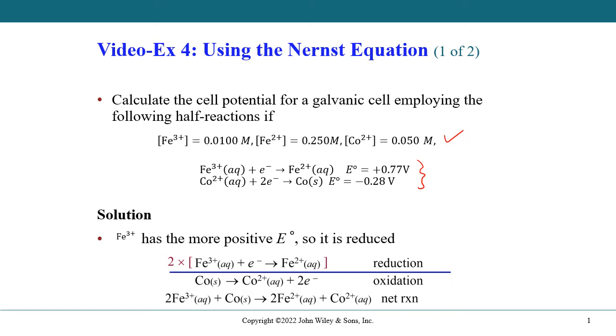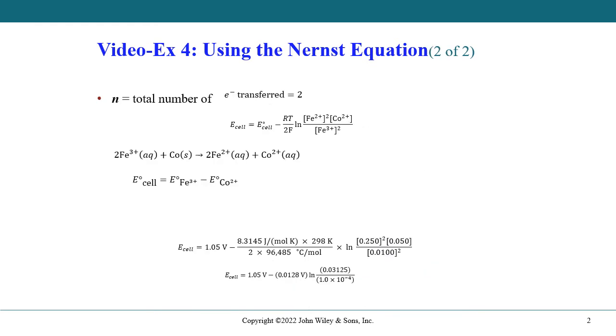So we write the reduction reaction over here, and we multiply that reduction reaction by 2 so that the electrons balance. And then the cobalt reaction is over here, and you can leave it as is, and we get the net reaction. Then we can see that the total number of moles of electrons, n, is equal to 2. So the electrons transferred is 2, and we can use the Nernst equation, which is this equation here.